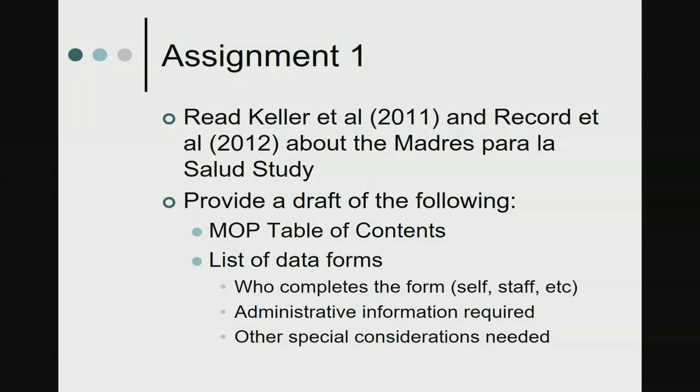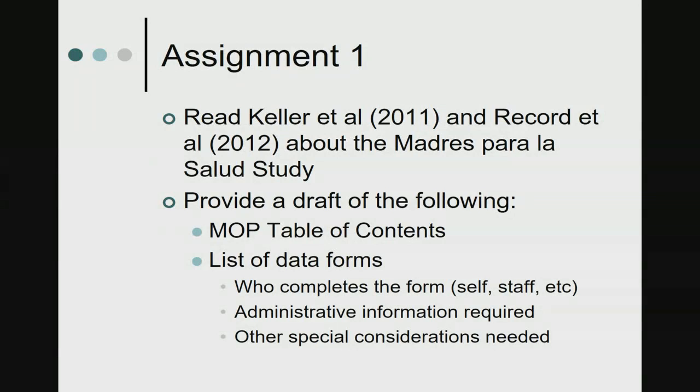So you've seen what a table of contents looks like. Think about what all the different chapters are. You need to see what they are measuring. Are they doing blood pressure? Are they doing a health diary? What are all the different things that they're doing? And then list what the data forms would be.